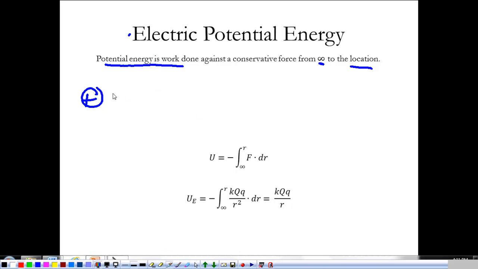a system of this positive charge and a smaller positive charge, what we're going to have to do is to look at the work required to bring that smaller charge all the way from infinity all the way to its location, R.